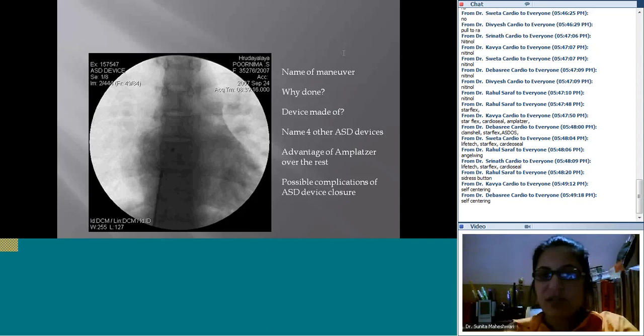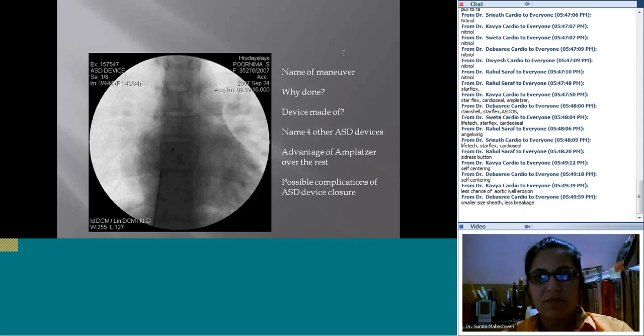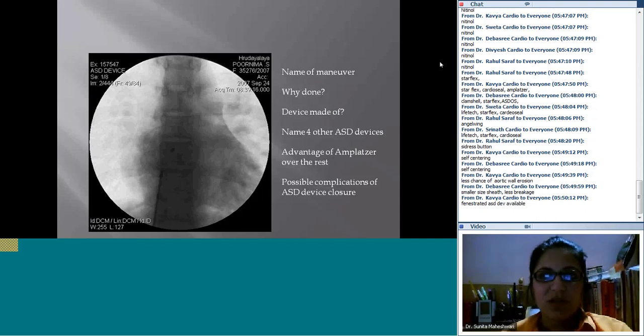Next advantage. Less chance of aortic wall erosion? Maybe yes, maybe no. There are reports of aortic wall erosion. In fact, with any of these devices, there are some reports of aortic wall erosion. Any other advantages over the Starflex or the button device? Small size sheath, less breakage. Okay. There used to be a lot of fractures of the limbs with the Starflex, so you don't have fracture issues. Fenestrated devices available. One more very important one you guys are all missing. Easy to retrieve. Yes.